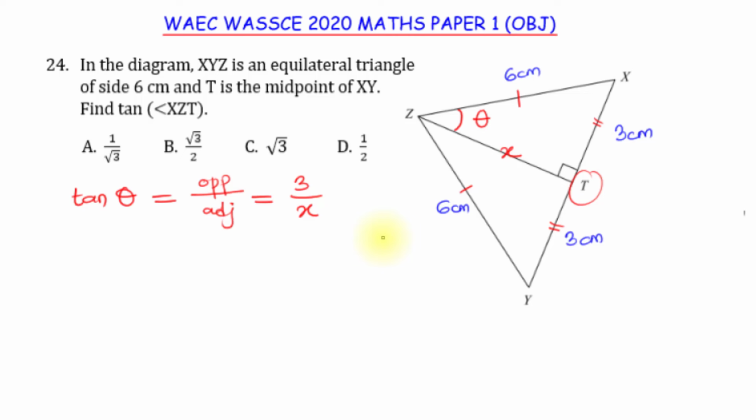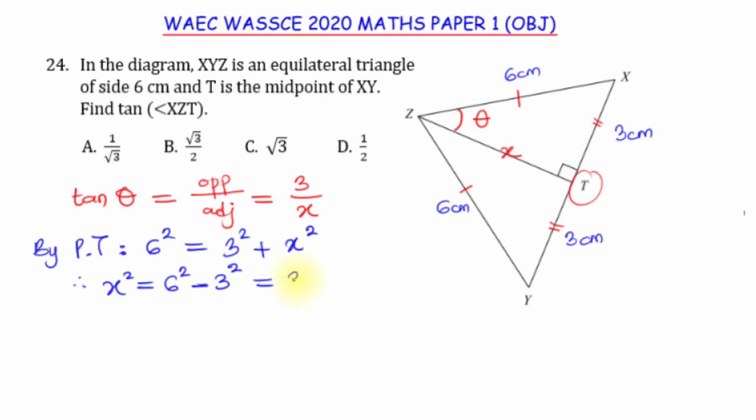Now, how do we find our x? We can use Pythagoras theorem. Okay. By Pythagoras theorem, we know that the square of the hypotenuse, 6 raised to the power 2, is the sum of the square of the opposite, 3 raised to the power 2, and the square of the adjacent, x raised to the power 2. Okay. So if we are to solve that, that means that x square is 6 square minus 3 square. Alright. 6 raised to the power 2 is 36. 3 raised to the power 2 is 9. 36 minus 9, that is 27.